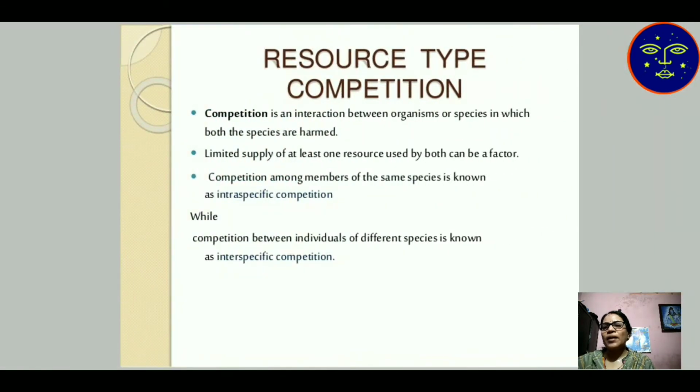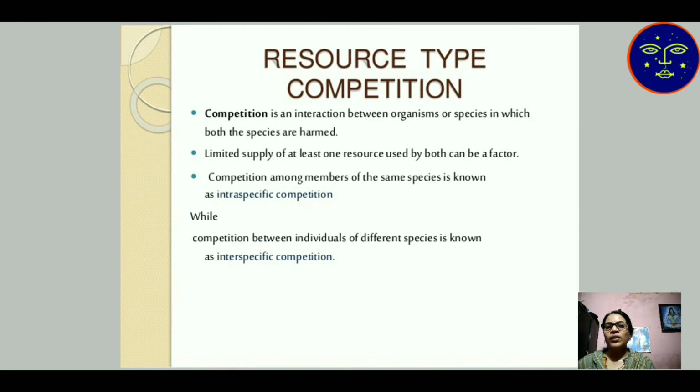Then resource type of competition. Competition is an interaction between organisms or species in which both the species are harmed. Neither of the species wins, which is known as competition. It is due to limited supply of food or any kind of factors. Competition among the members of the same species is known as intraspecific competition, whereas competition between individuals of different species is known as interspecific competition.